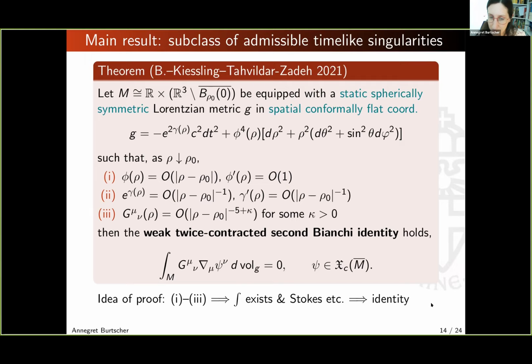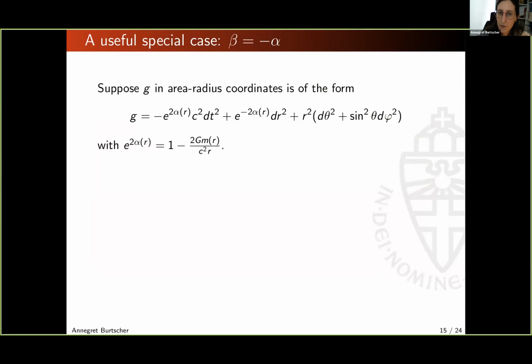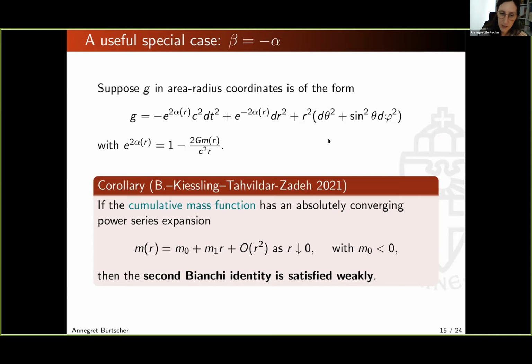And we can also derive a criterion for the original coordinates, so the area radius coordinates. If beta is minus alpha, then one can write this directly in terms of the cumulative mass function, if it has this particular extension with, again, a negative bare mass.